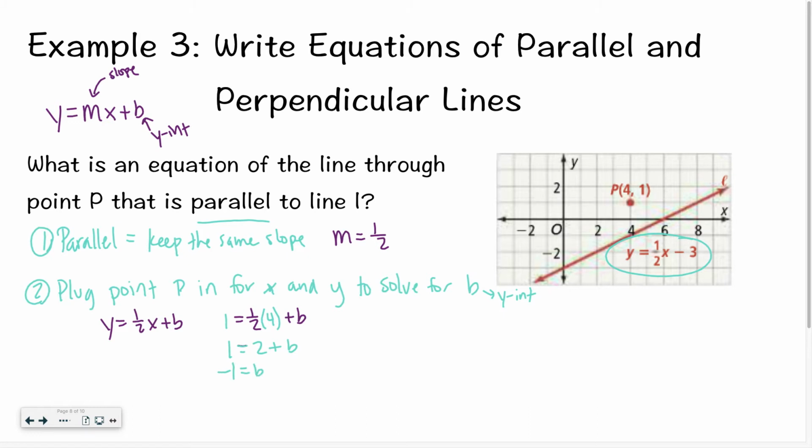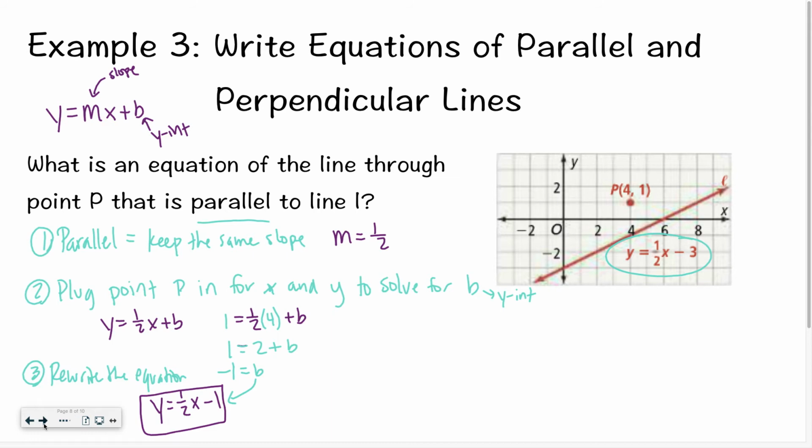So my equation, step 3, rewrite the equation. Sorry, I already wrote the solving for b in step 2. So that would be y equals 1/2, so you keep your slope, x minus 1. You insert that b value into your new equation. Okay, so y equals 1/2 x minus 1.